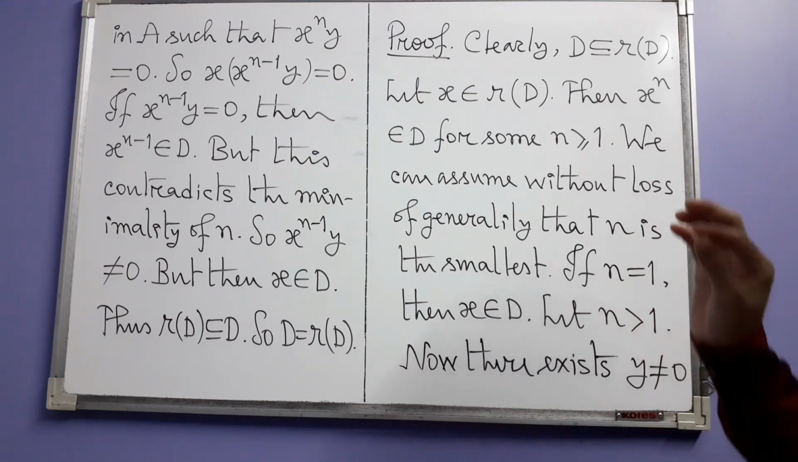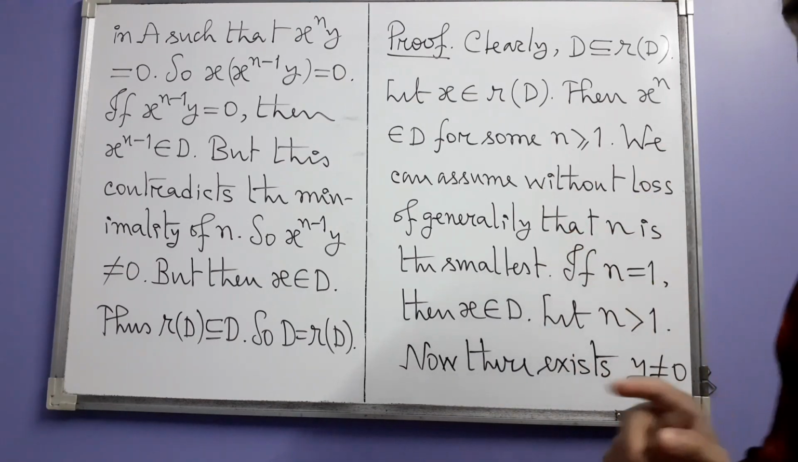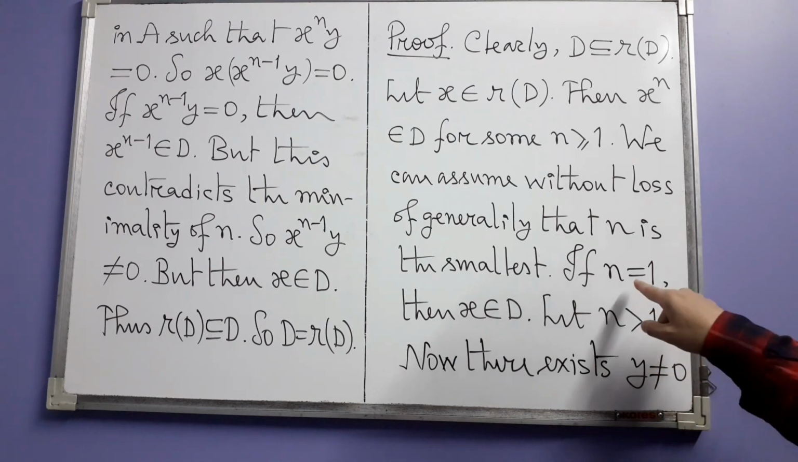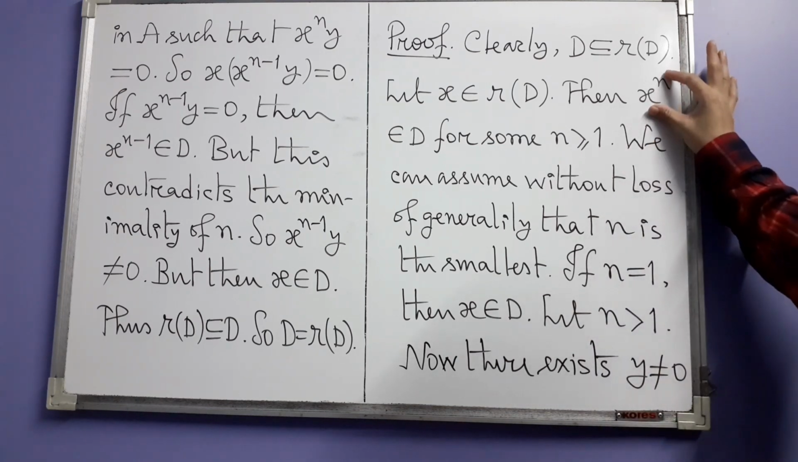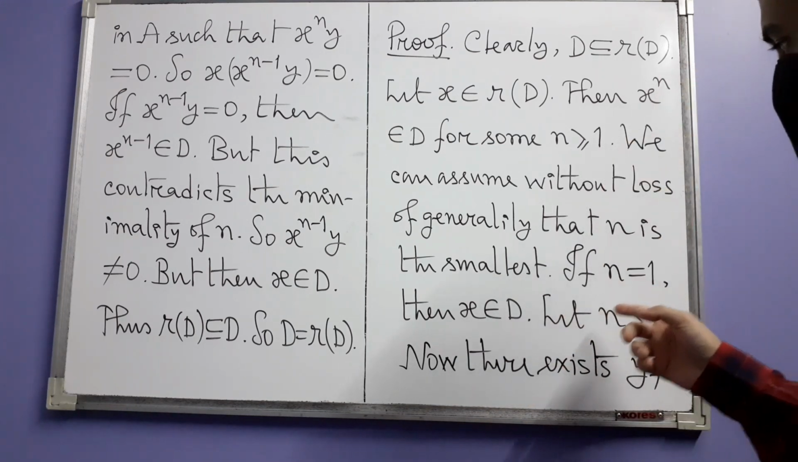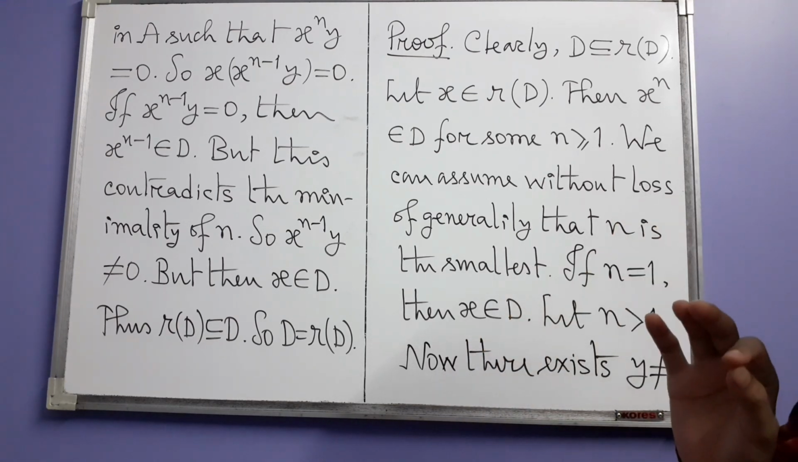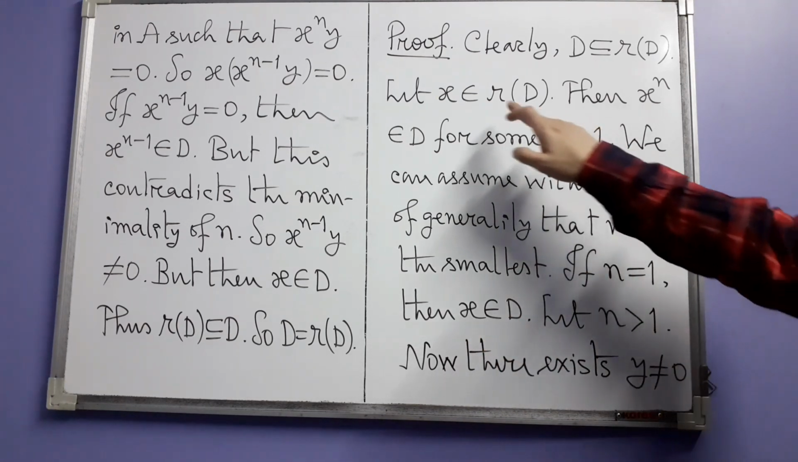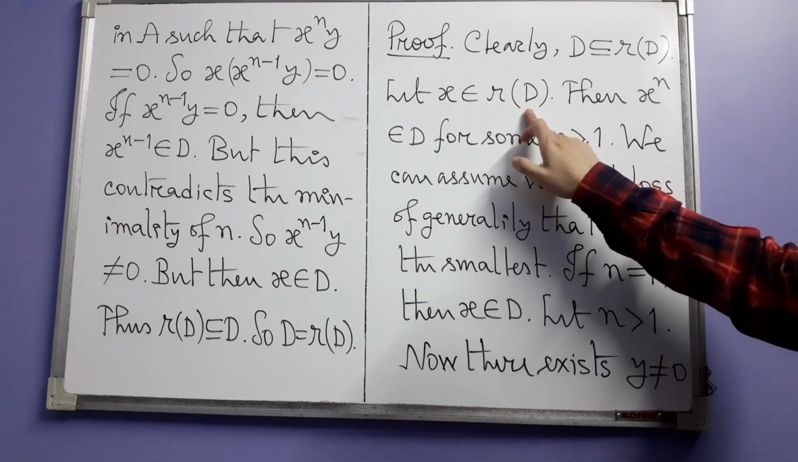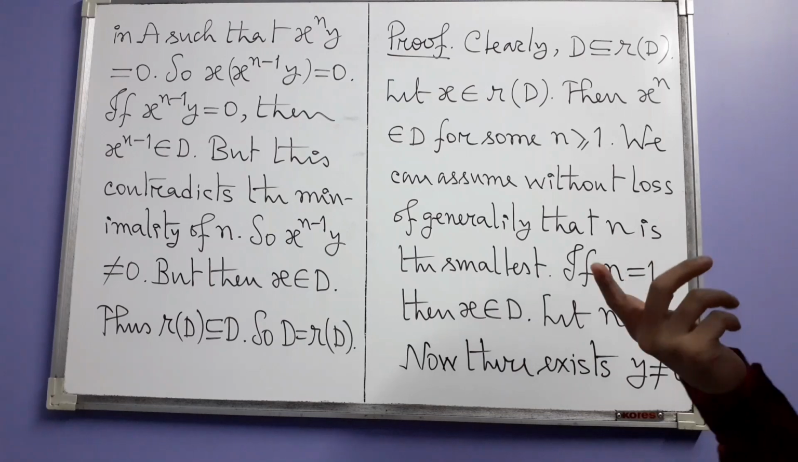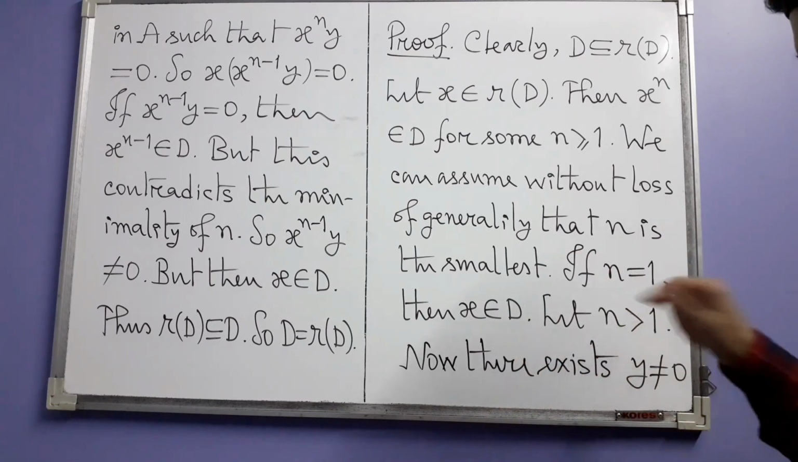Now, even when n is smallest, n can be 1. Okay, that is one case. Now, if n is equal to 1, then x to the power n is just x. So, we are directly getting the fact that x belongs to D, which is what we want. We want to show that this arbitrary element of R of D is also in D. But what happens if n is not equal to 1? So, next we consider that case.